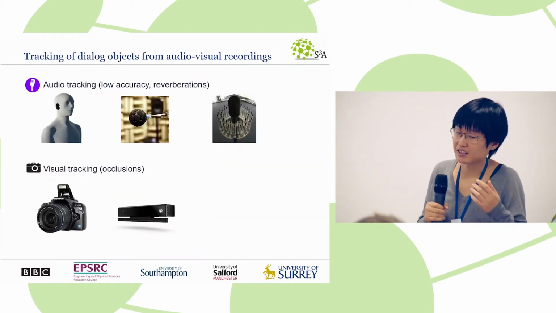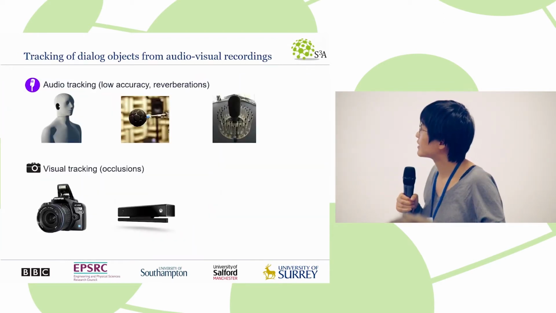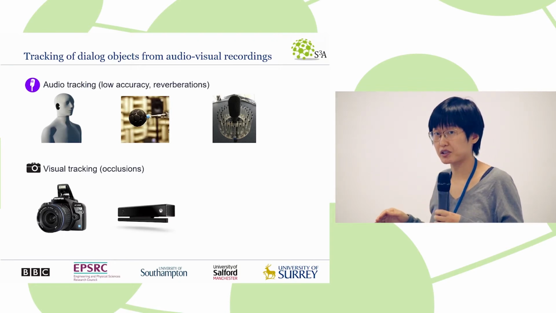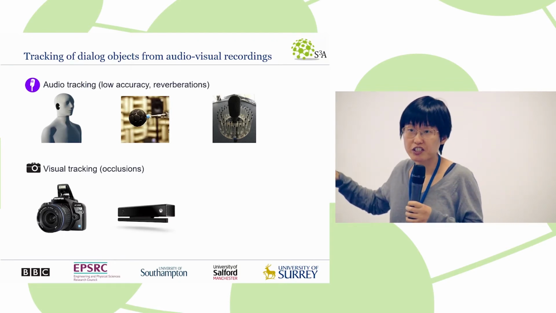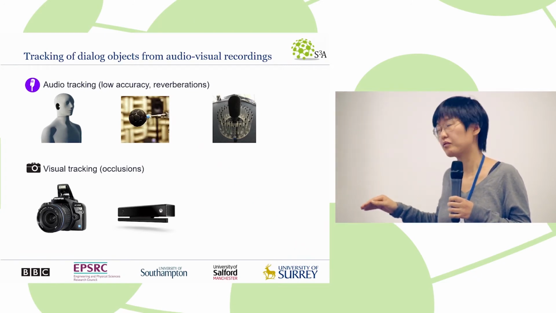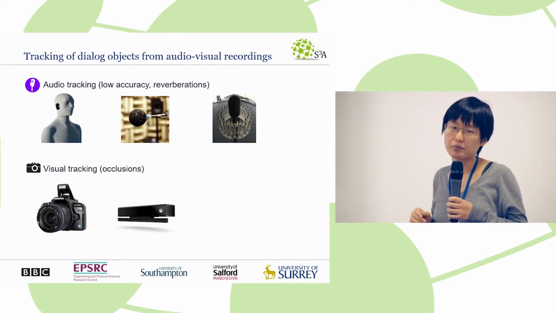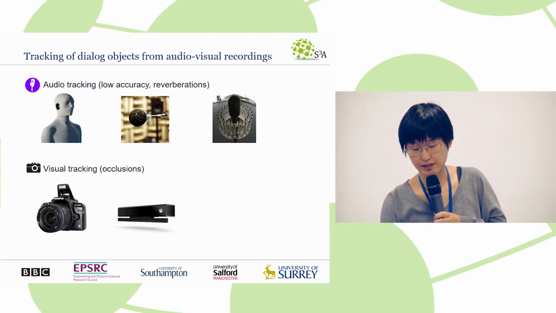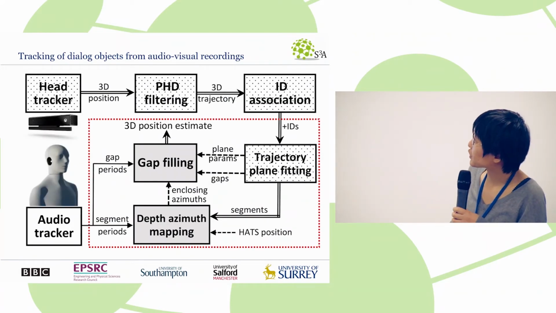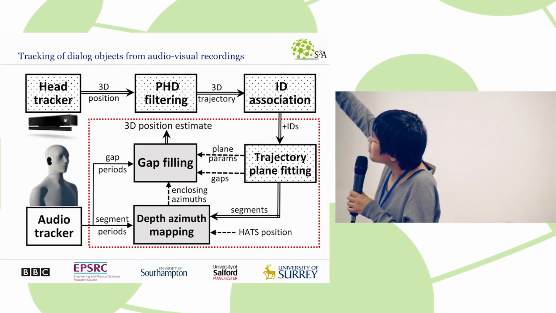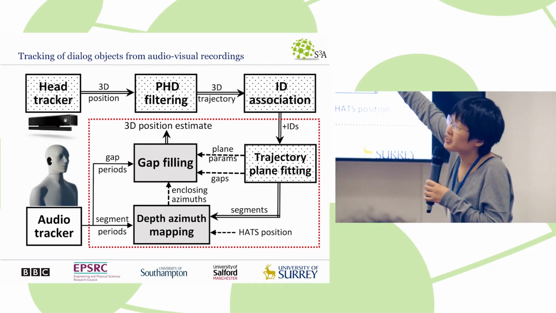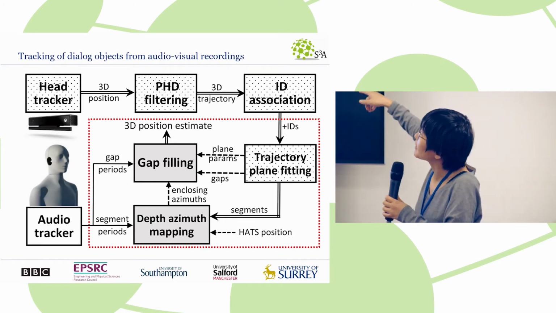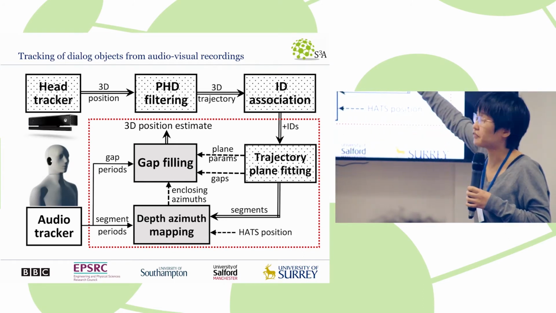The second task is to track the speakers. We can use audio tracking, but it suffers from an accuracy problem. We can use visual tracking, which is accurate enough, but it suffers from the occlusion problem. So we combine the strengths of both modalities and propose a joint audio-visual tracking method. The audio tracking and visual tracking are first processed in parallel, and then they are integrated with a fusing network.